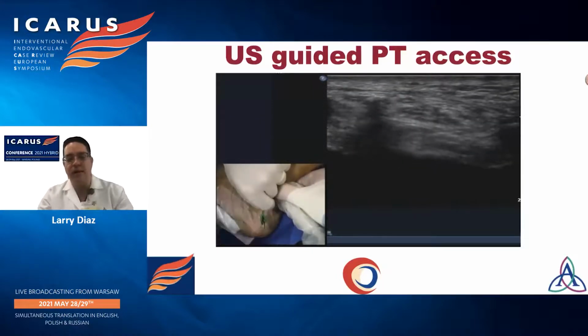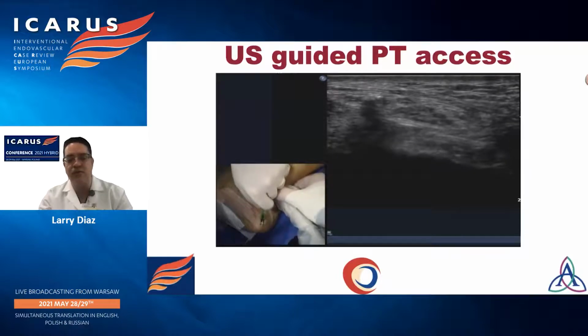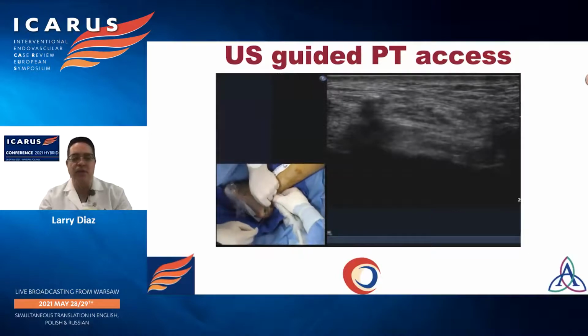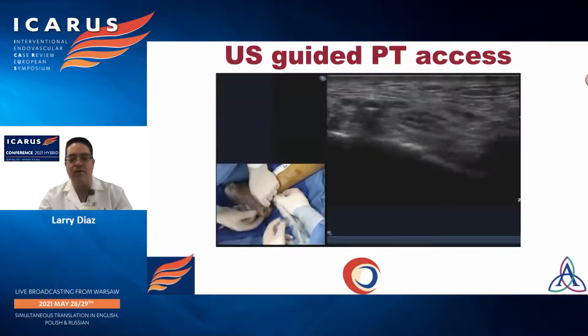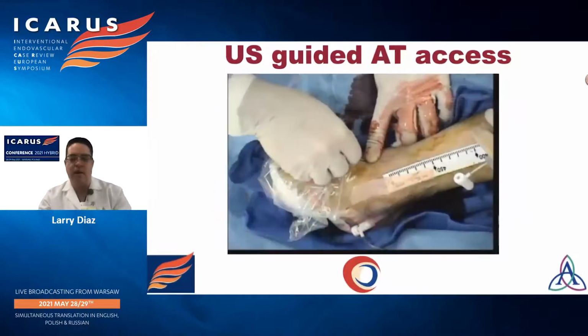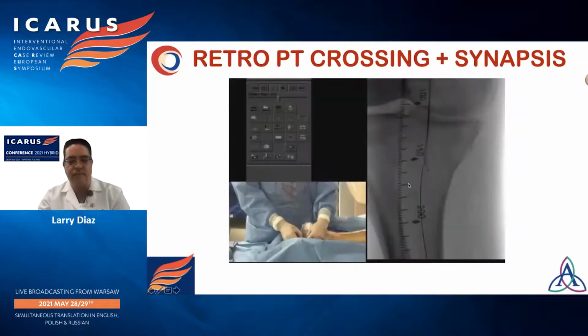Once we get access and we start putting in our wire, we switch the ultrasound to the longitudinal view to visualize the wire as it penetrates into the artery. And we are then able to rotate the wire back and forth, and we were able to finalize the wiring of that PT. As you can see, the sheath is already here in the PT. And now we're proceeding with access into the anterior tibialis.